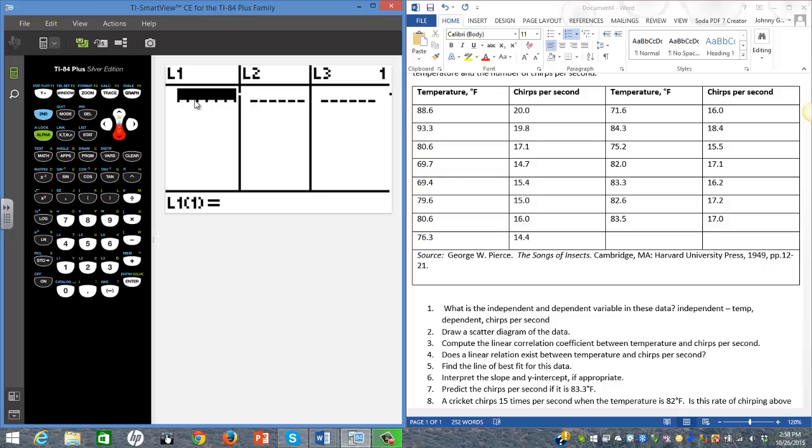L1 is going to be your independent variable, in this case the temperatures. Notice how this is four columns, but really this data goes with this data. The first and third columns go together. Second and fourth go together. It's just put there so that I can see it easier. So don't think about this as four columns. These are all the temperatures. These are all the chirps. All right, so I'm going to type the data in there.